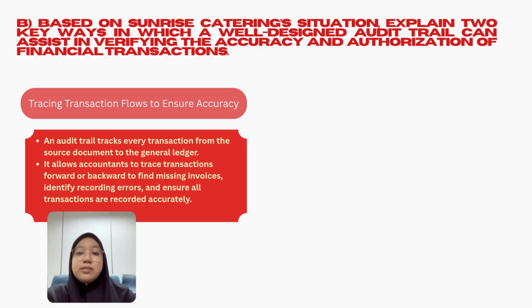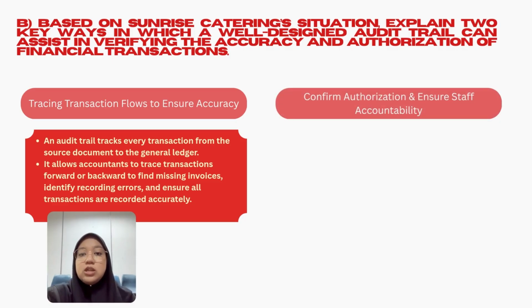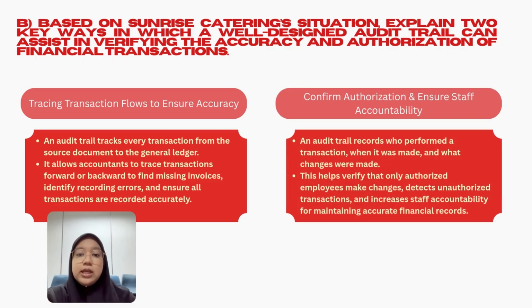The second way is by confirming authorization and ensuring staff accountability. Besides recording transactions, an audit trail also records important information about each transaction, such as who entered it, when it was entered, and what changes were made. This information creates a clear history of every action taken within the accounting system.